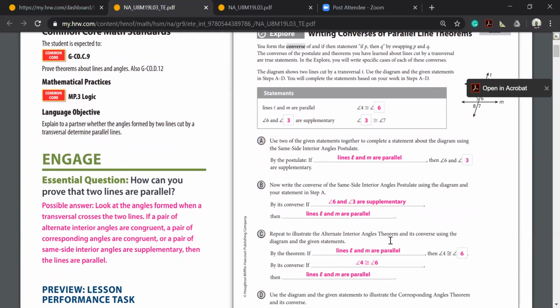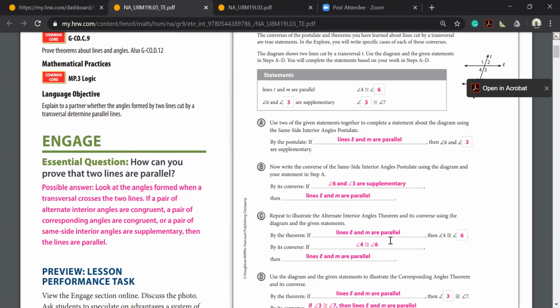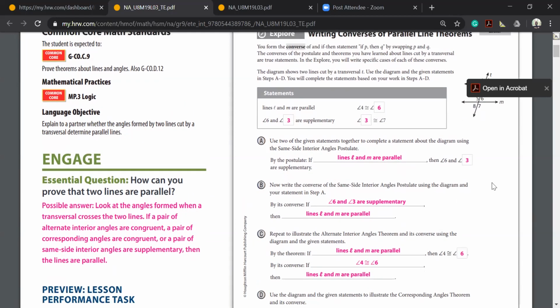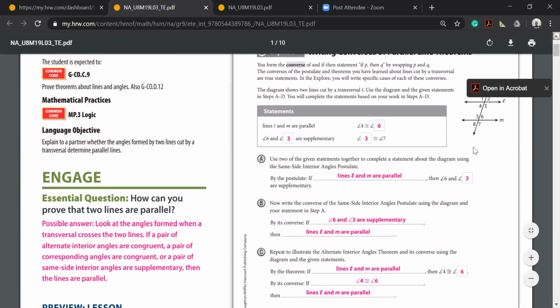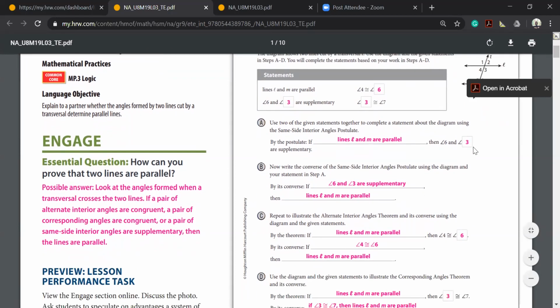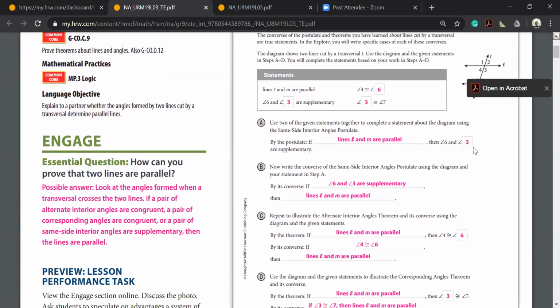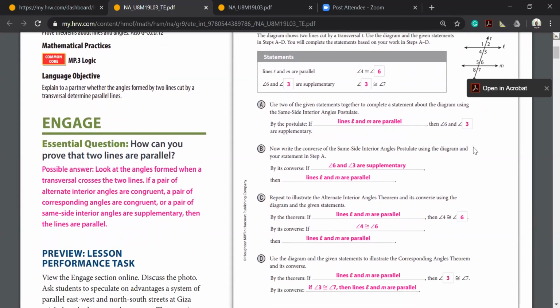In the same way, use the diagram to illustrate the corresponding angle theorem. The first statement will be: if lines L and M are parallel, then angle 3 is equal to angle 7, using corresponding angles, since angle 3 makes the letter F with angle 7. To write the converse: if angle 3 is congruent to angle 7, then lines L and M are parallel. So each time, you are writing the theorem and its converse.